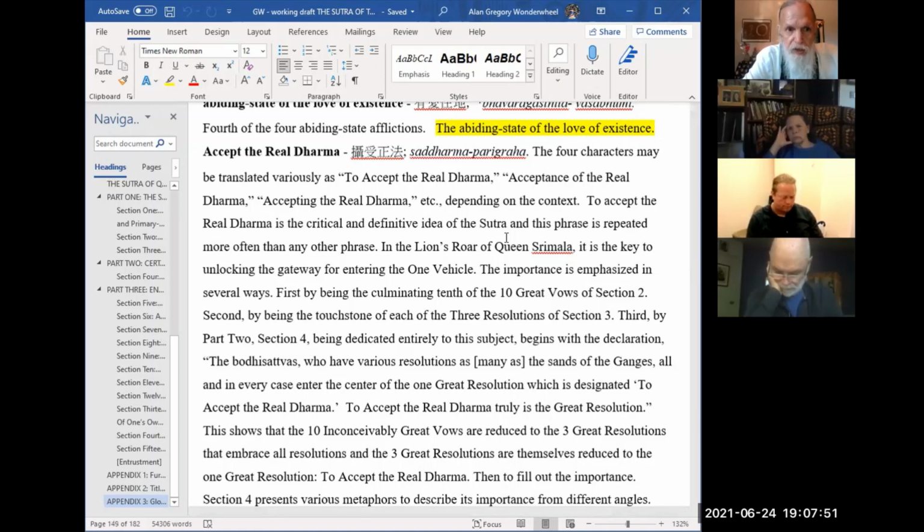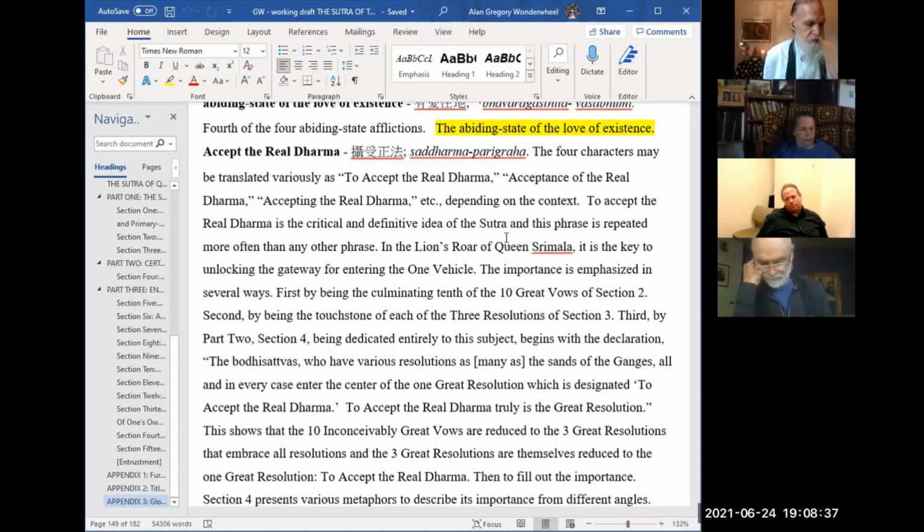The four characters may be translated as to accept the real Dharma, acceptance of the real Dharma, accepting the real Dharma. It could be embracing the true Dharma. The Waymans have this, they call it the embrace of the illustrious doctrine. So they translate sad as illustrious, and they translate Dharma as doctrine. Of course, I have a very distasteful feeling about translating Dharma as doctrine. I think that is too narrow.